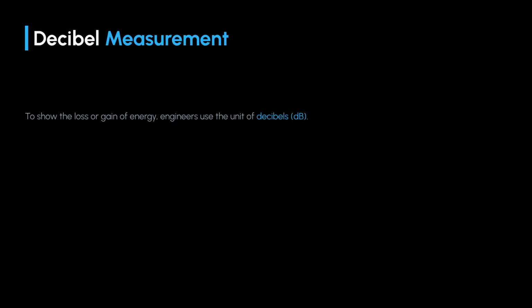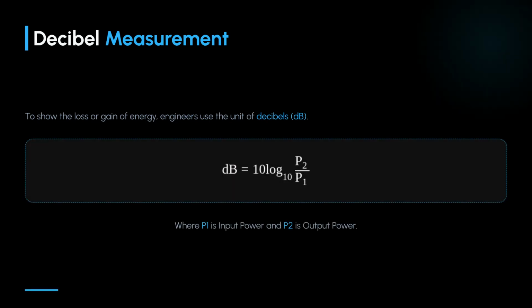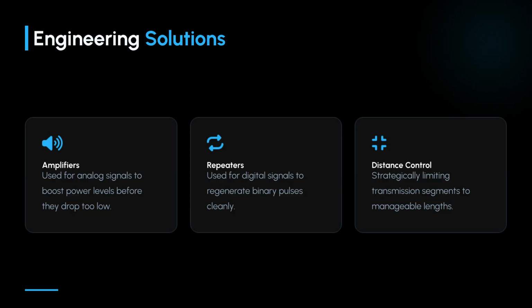To quantify the loss or gain of energy, engineers use decibels, or dB. This measurement uses the formula dB equals 10 times log base 10 of P2 divided by P1, where P1 is input power and P2 is output power. Engineering solutions for attenuation include amplifiers for analog signals to boost power levels and repeaters for digital signals to regenerate binary pulses cleanly. Distance control also limits transmission segments to manageable lengths.